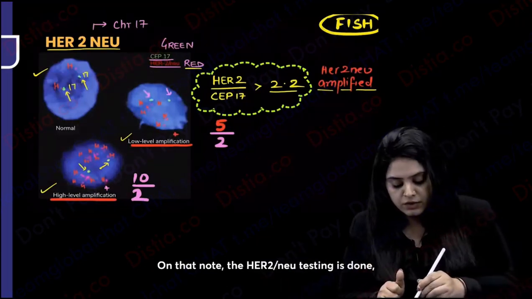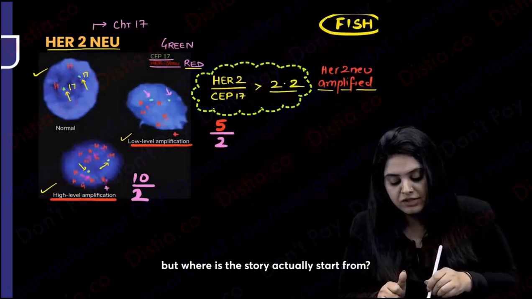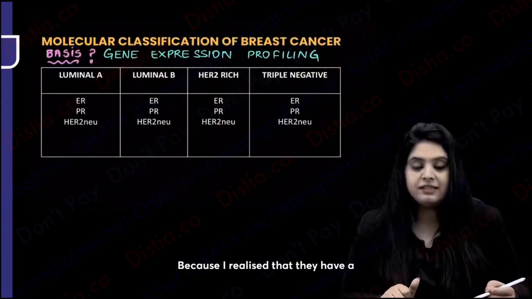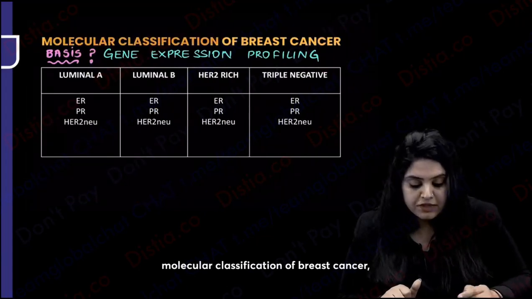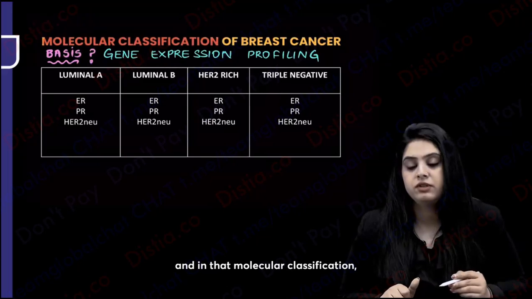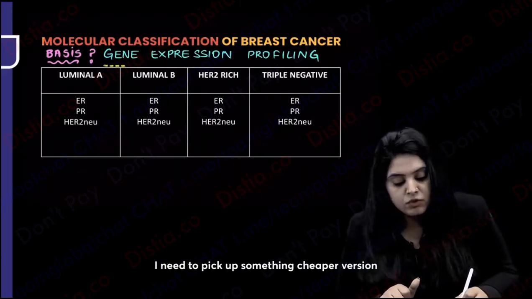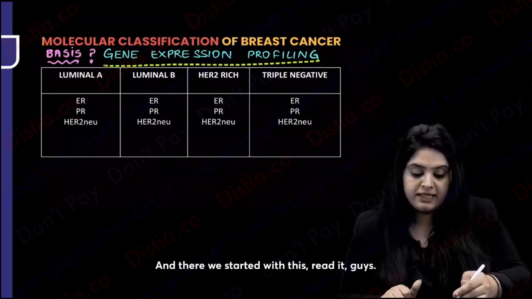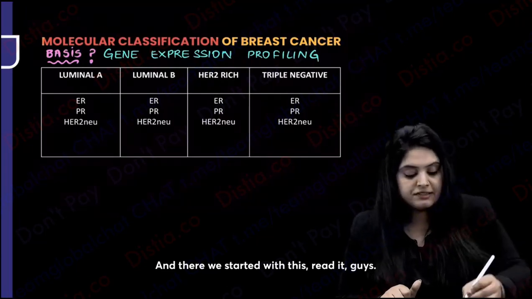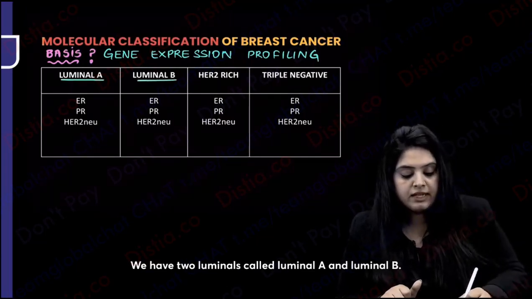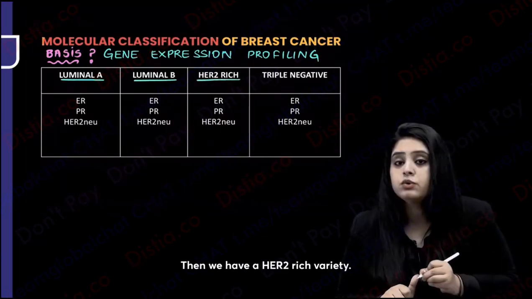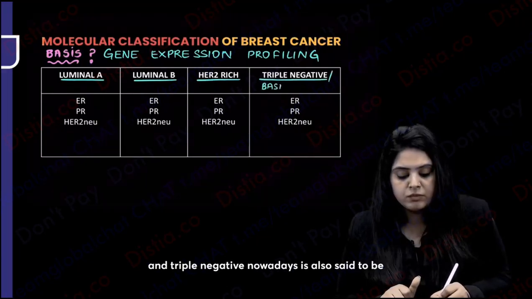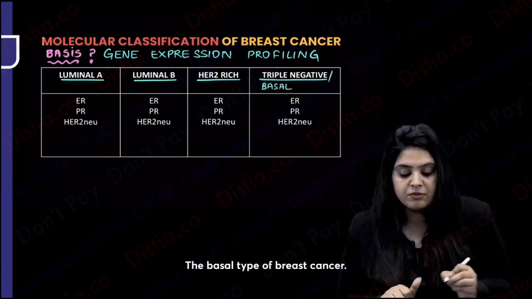On that note, the HER2/neu testing is done, but where did this story actually start from? Why was I doing immunohistochemistry? Because I realized that they have a molecular classification of breast cancer, and in that molecular classification, I need to pick up a cheaper version or a surrogate for genetics. And there we started with this. Read it, guys. We have two luminals called luminal A and luminal B. Then we have a HER2 rich variety. Then we have a triple negative, and triple negative nowadays is also said to be the basal type of breast cancer.